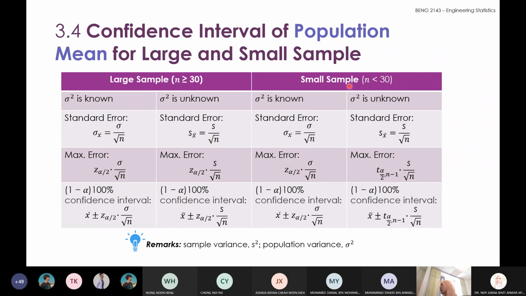The same goes for a small sample: if the population variance is known, you can directly use the population standard deviation to compute the standard error. But if it's not given or unknown, you can use the sample standard deviation. So far clear up to this row?